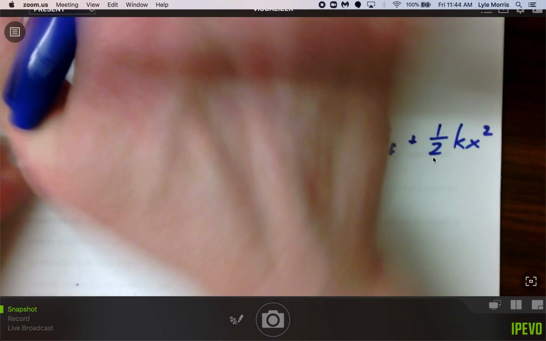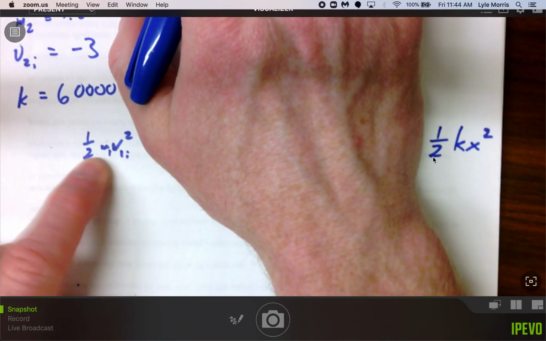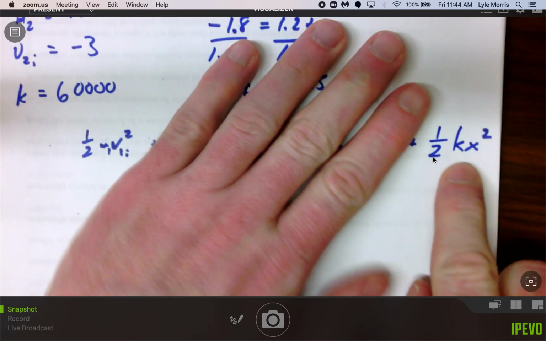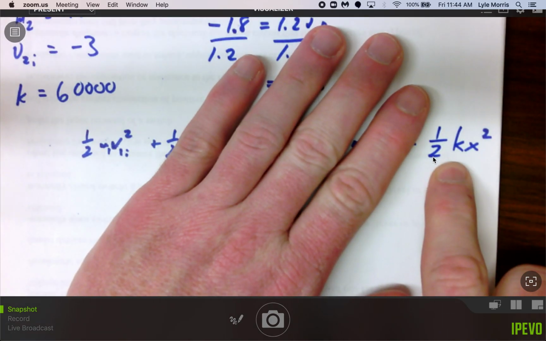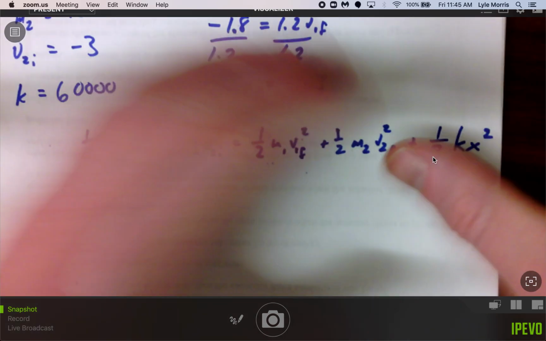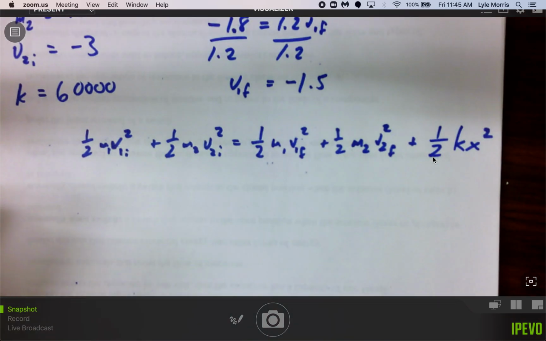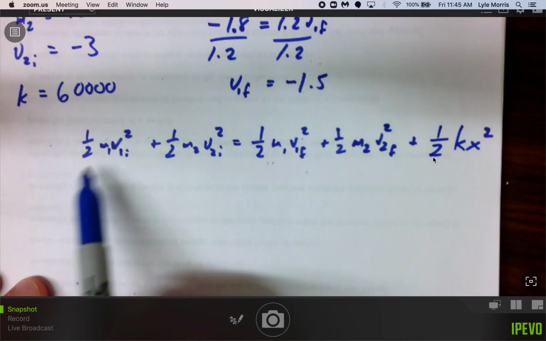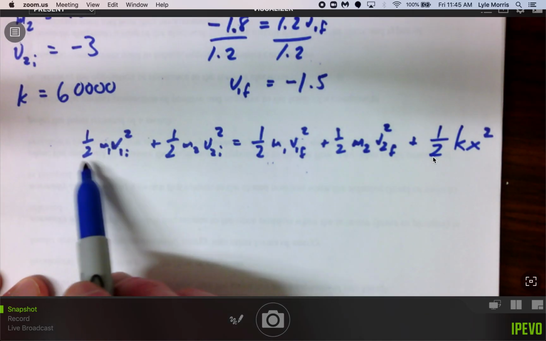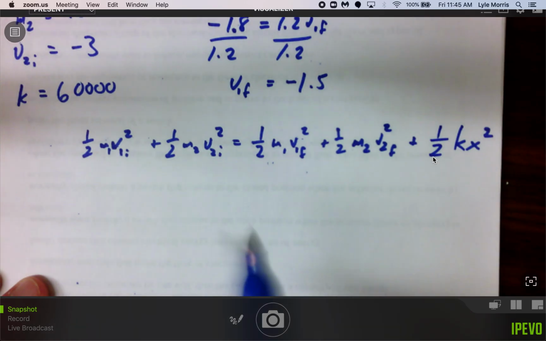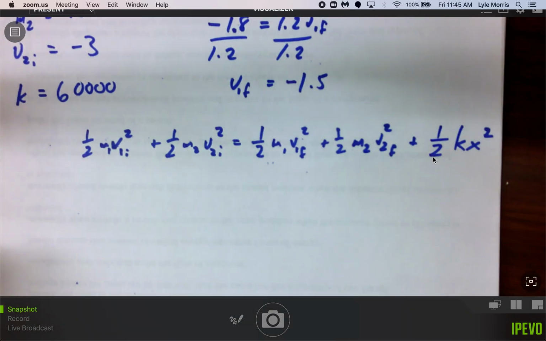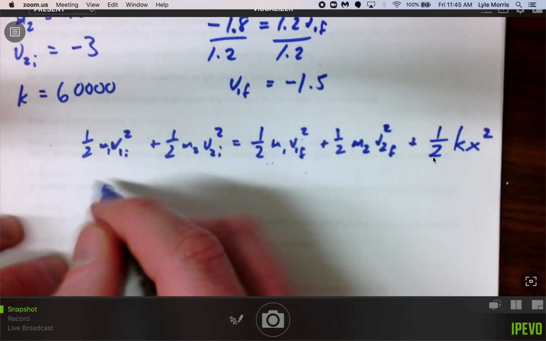Because taken on its own, this is kinetic energy. Taken on its own, this is potential spring energy. So we're just using what already occurs, putting them together. It just works out nicely that we can take all the halves away. What I thought about doing is writing this out without the halves, but I want you to know that they are supposed to be there, and then you can get rid of them.